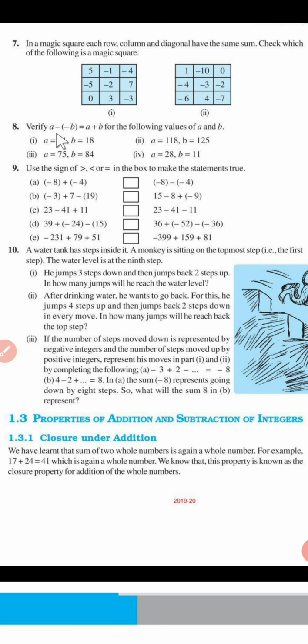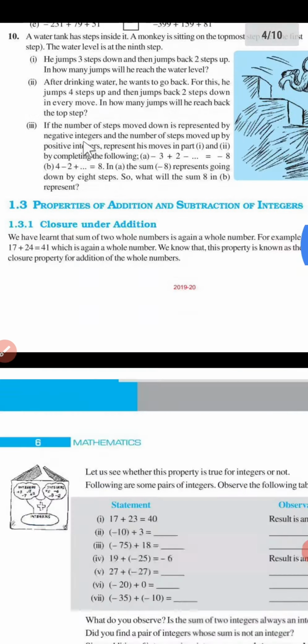You have to verify a minus b is equal to a plus b for the given values of a and b. In the first part, a is equal to 21 and b is equal to 18. We have to put the values of a and b in this equation, and see if the left hand side is equal to the right hand side. That means this is verified. So, start the solution.